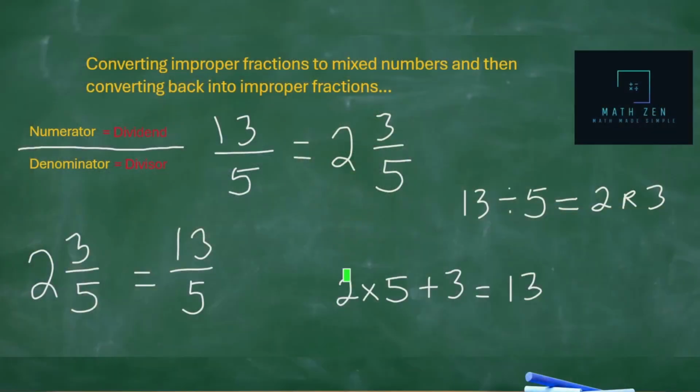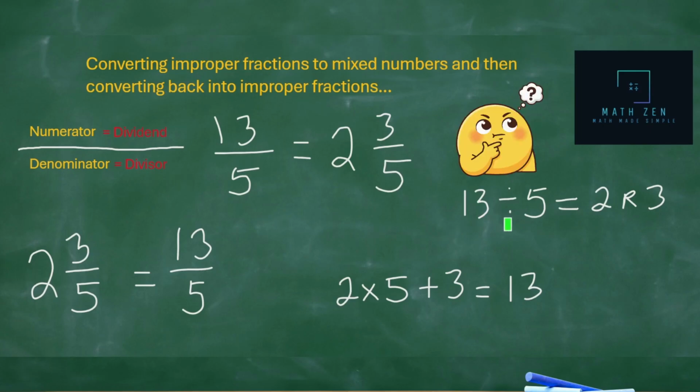Alrighty, as you can see here, we have an improper fraction of 13/5, and it has been converted into a mixed number of 2 3/5. Let's go ahead and explore how we accomplish that. You need to first take the numerator, which is really just the dividend, and divide it by the denominator, which is really just the divisor. So what you're solving here is 13 divided by 5, which equals 2 remainder 3.